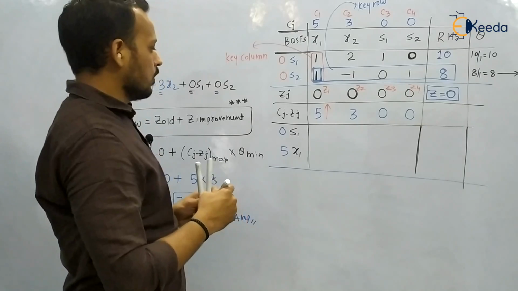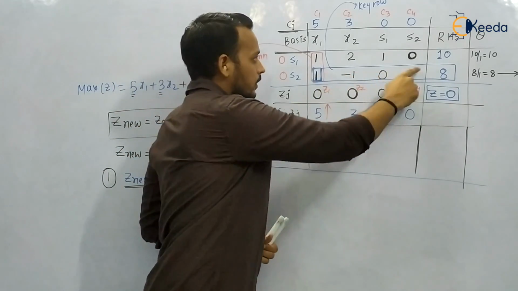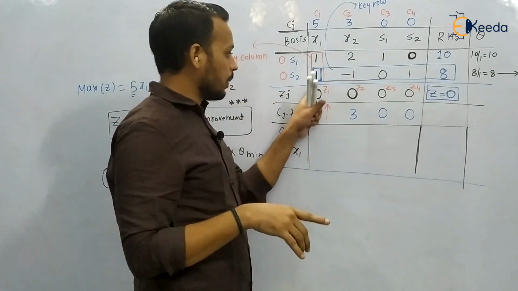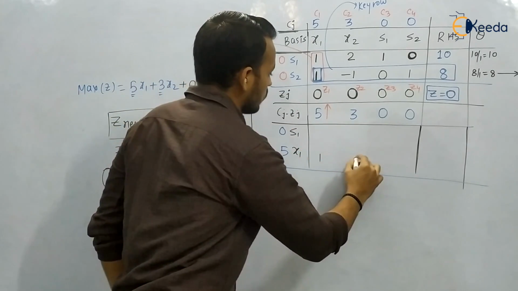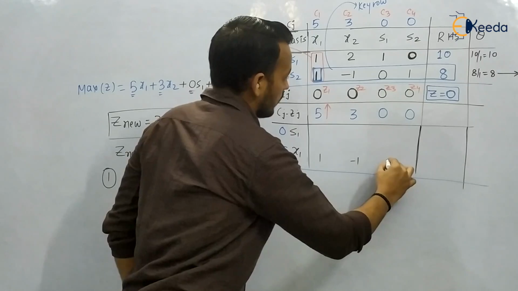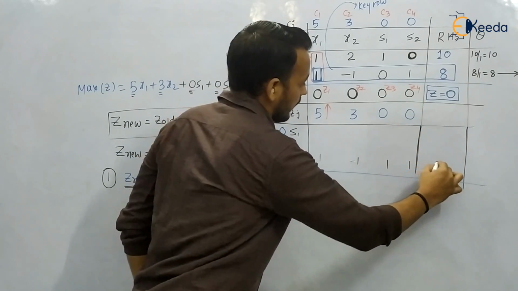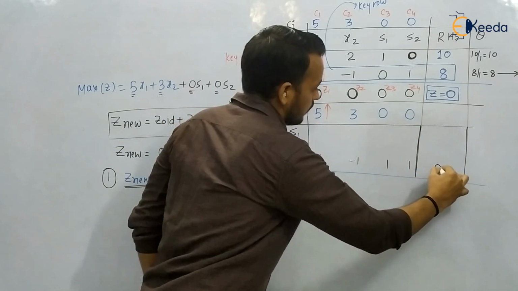Now what we are going to do, we are going to divide the key row with the pivot element. The pivot element is 1, so we are going to divide it. 1 by 1 is 1, minus 1 by 1 is minus 1, 0 by 1 is 0, and 1 by 1 is 1, 8 by 1, this is 8.